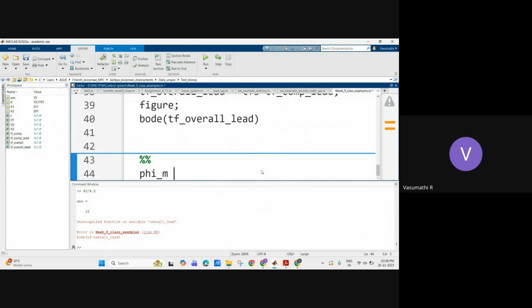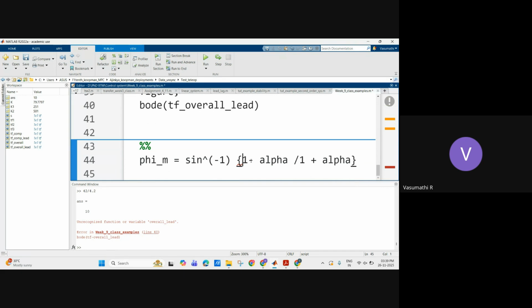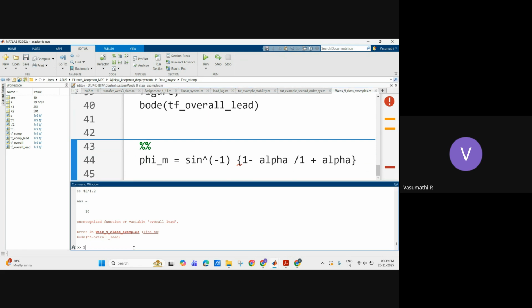How do we find the maximum phase angle? Phi m is equal to sine inverse of (1 minus alpha) divided by (1 plus alpha). Then we can find it straight away. I guess this is the one way. I don't think any Bode plot you can find from this. 1 minus alpha, where alpha is 1, then this will be 0.